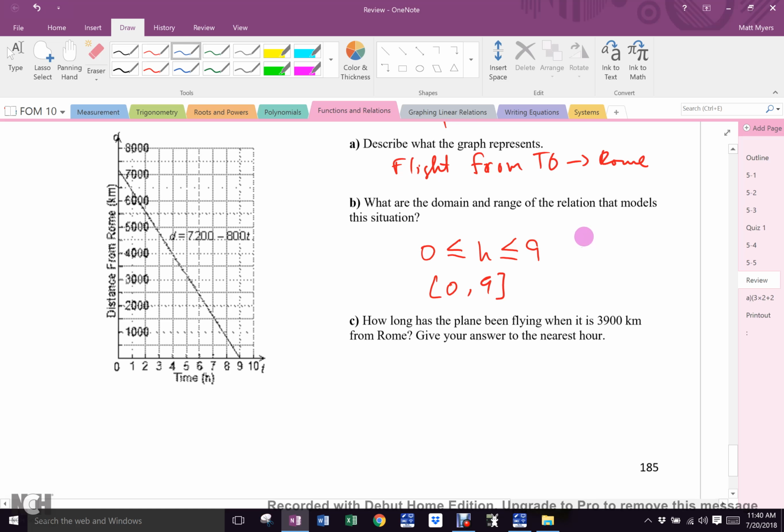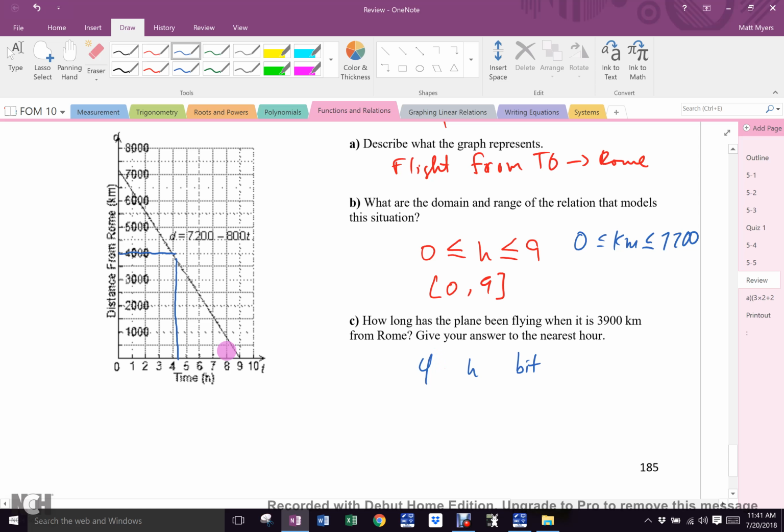What's the range? 0 less than or equal to kilometers less than or equal to 7,200. Because it says right there, when time is 0, what's left? 7,200. And lastly, when the plane is 3,900 kilometers from Rome, so there's 4,000, we want to be a little lower than 4,000. We need the time, which is a little past 4. So if you use the graph, it's 4 hours and a bit. So the nearest hour is 4 hours.